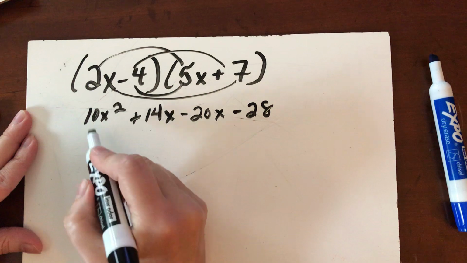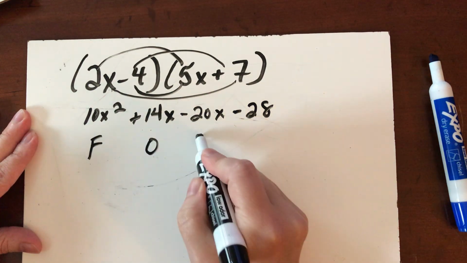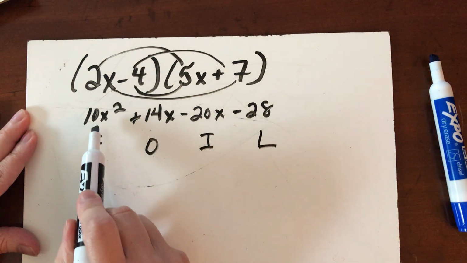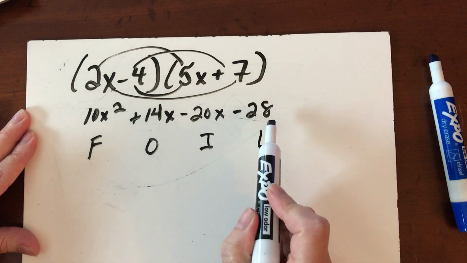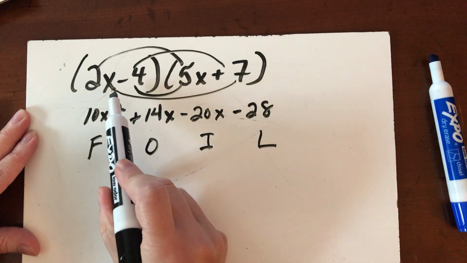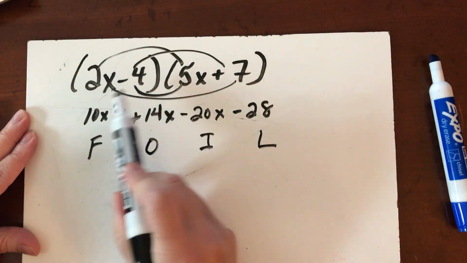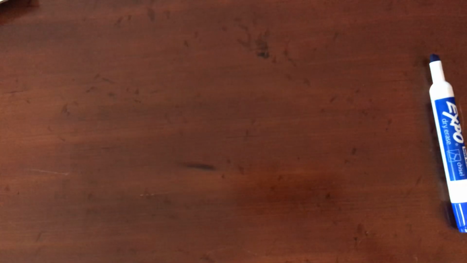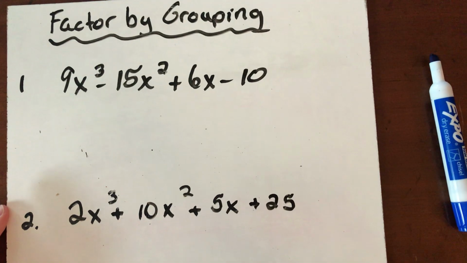Okay, so if we get technical, this is your F, this is your O, this is your I, and this is your L. So what we're going to do today is I'm going to give you the F, the O, the I, and the L, and you're going to work backwards and turn it into the two binomials. Okay, so that's what we're aiming for. Factoring is basically just working backwards. You're given your answer and turning it back into the problem.